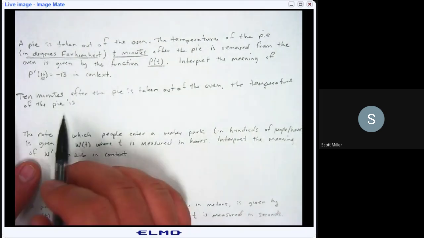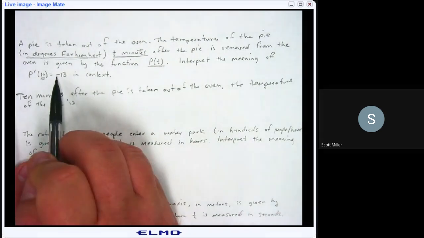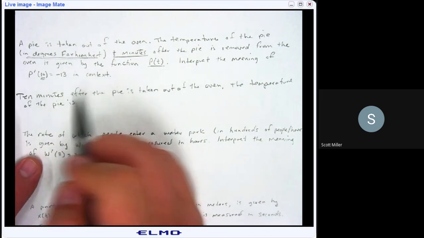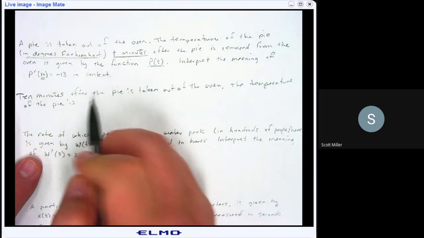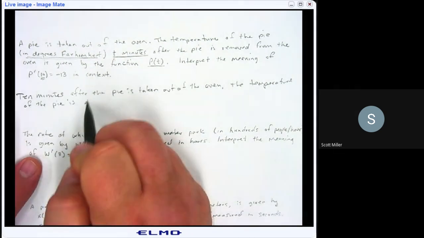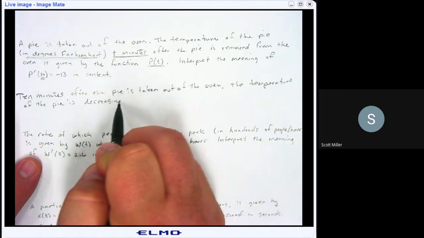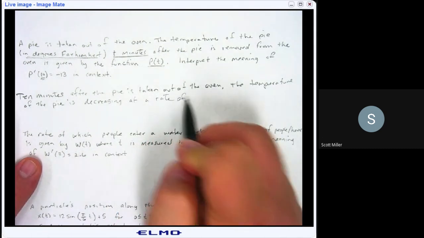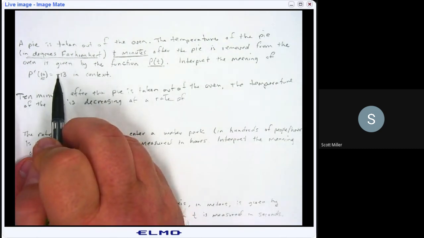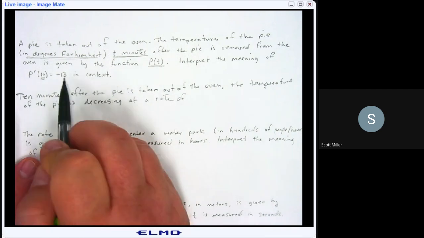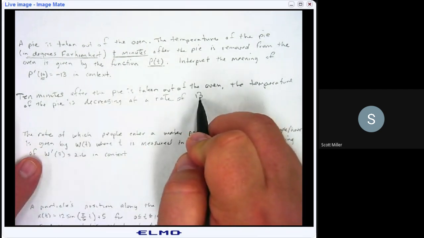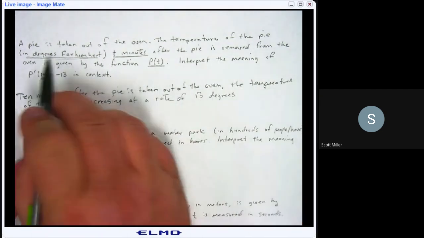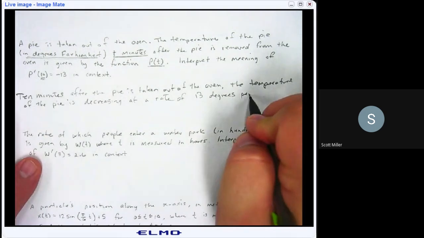The temperature of the pie is, and then what is it doing? Well, our number here is negative 13. So because it's negative, I know that the temperature is going to be decreasing. So the temperature of the pie is decreasing at a rate of what? Well, the negative has already been used as the decreasing. So we just use the number 13 degrees. And that would be in Fahrenheit per minute.